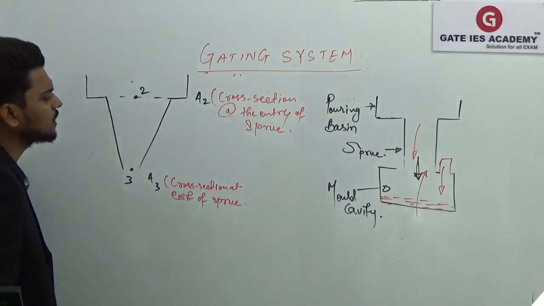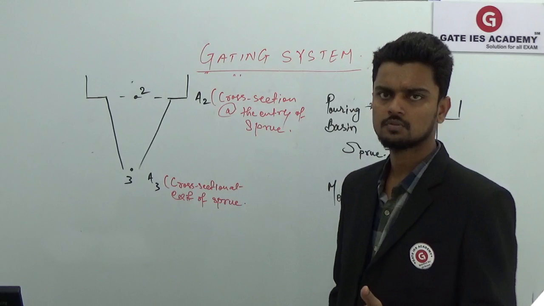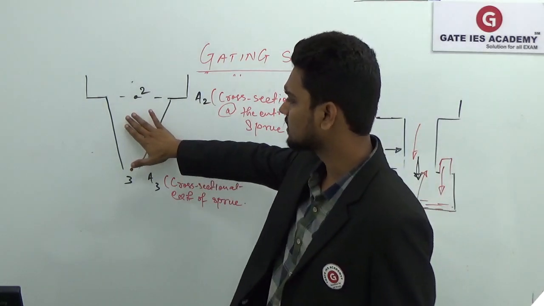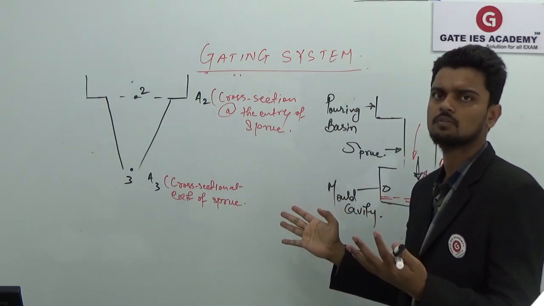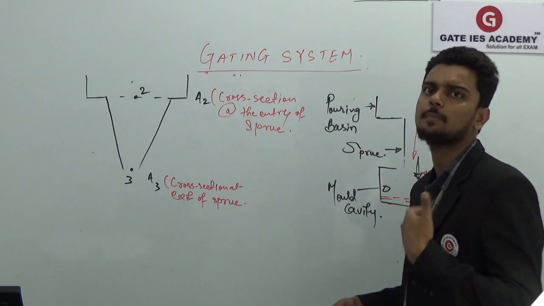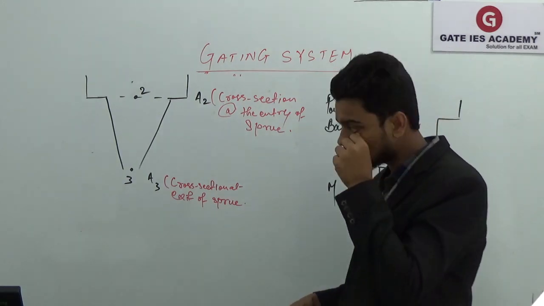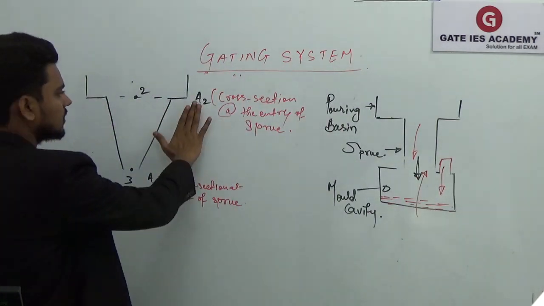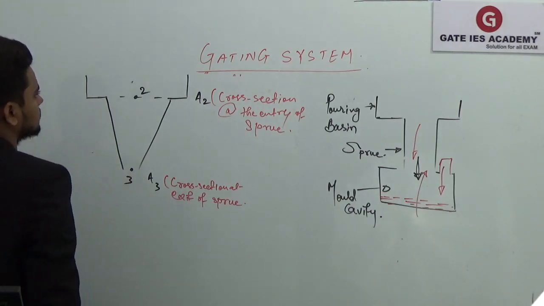What we are trying to do is find out the shape of your sprue. What should be the shape? Here, what I have done is I have drawn the taper, but we don't know the shape of your sprue. We are trying to find out what its shape should be in order to avoid the aspiration effect. Okay. So A2 is at the entry of the sprue, A3 is at the exit of the sprue.